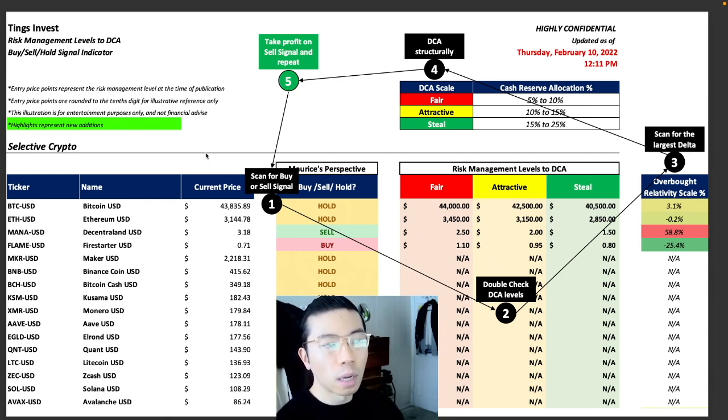And this is a relatively defensible method for you to generate consistent return. So it's a 5-step process, relatively simple. Again, right, you go through step 1, step 2, DCA levels. Step 3, look at the biggest delta. Step 4, DCA structurally. And step 5, take profit and repeat the money loop cycle that we're talking about.